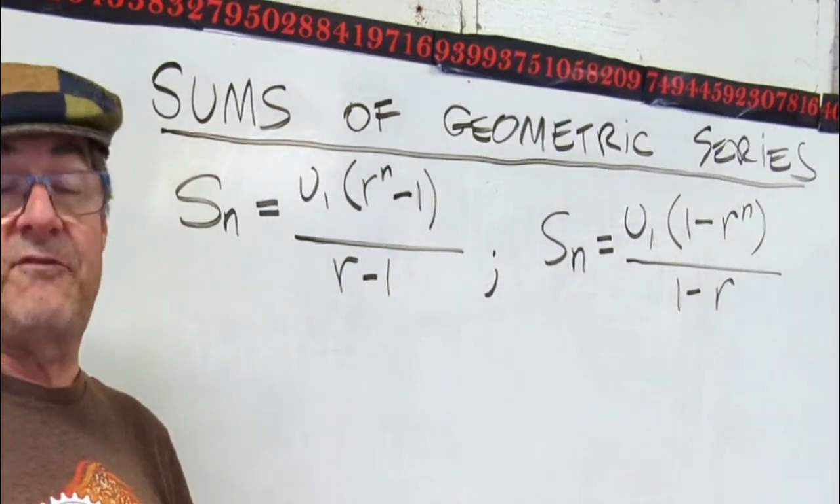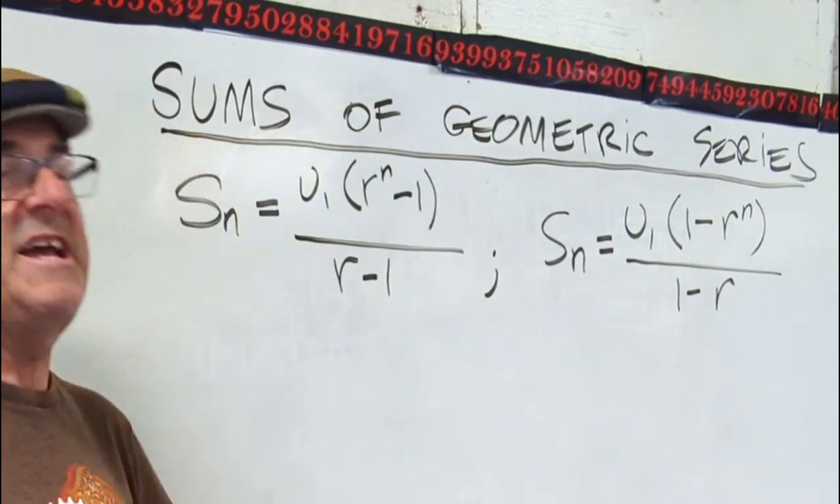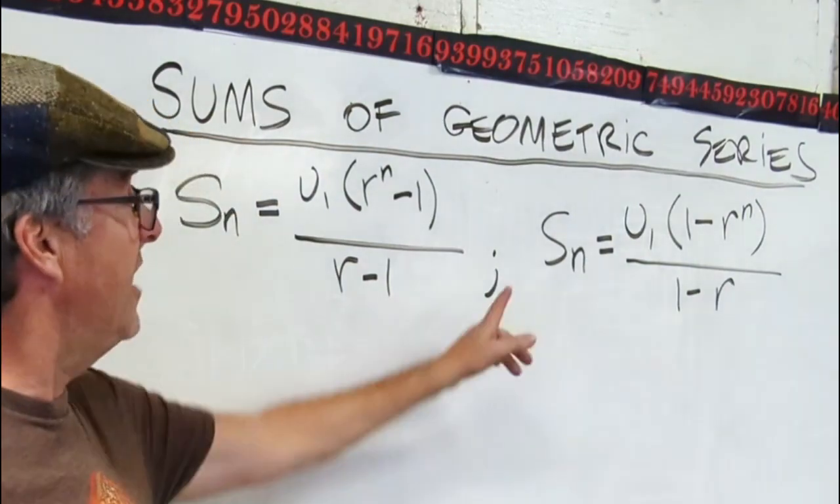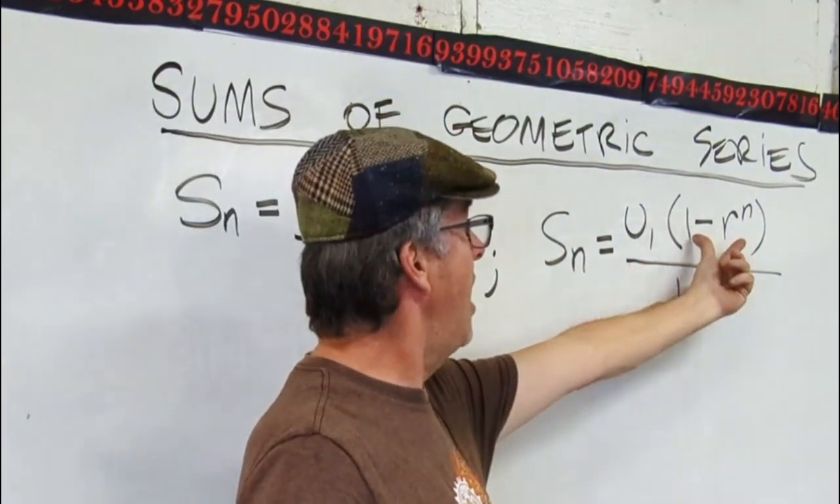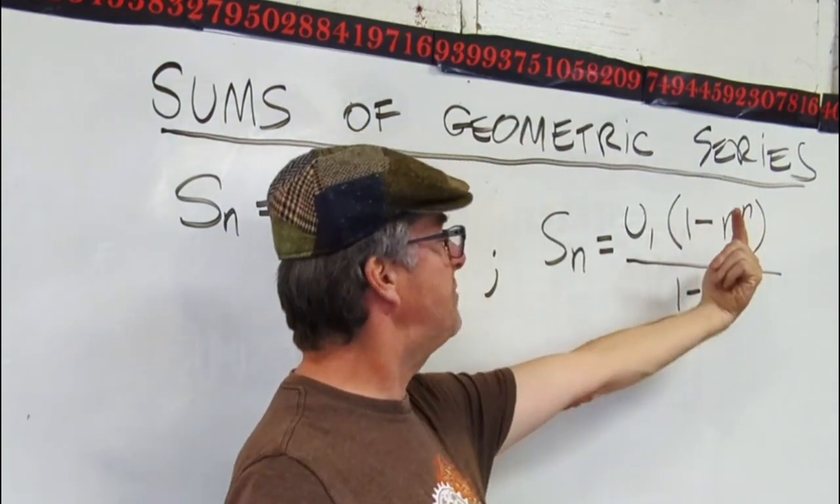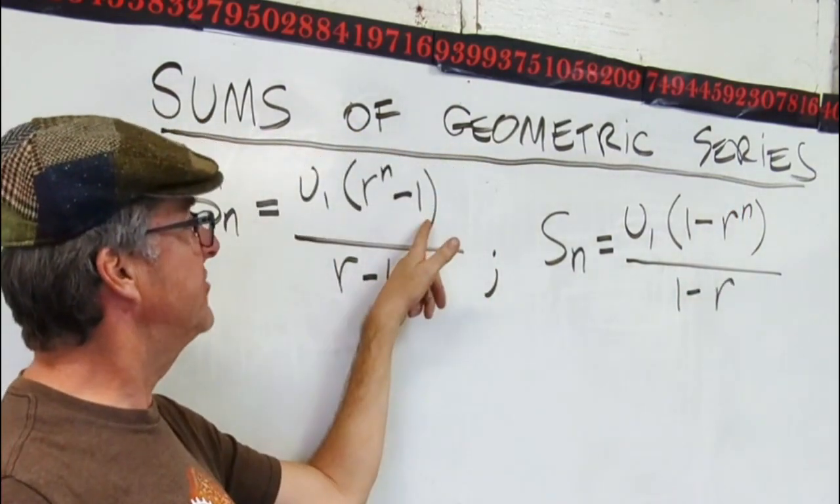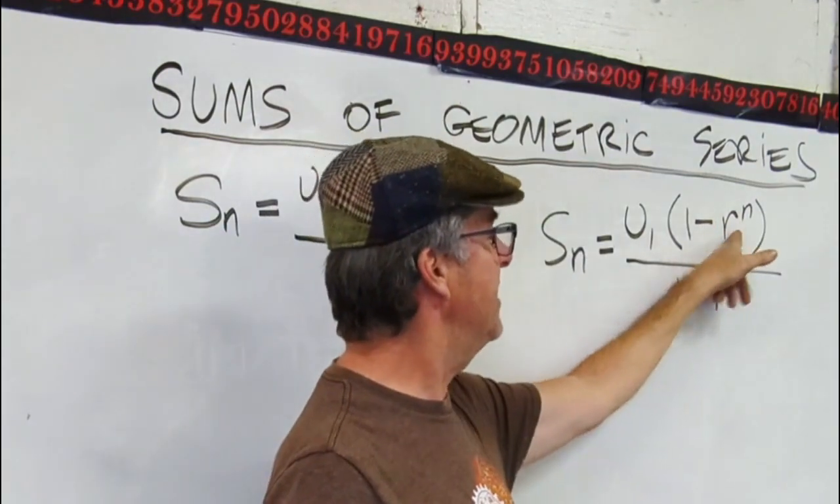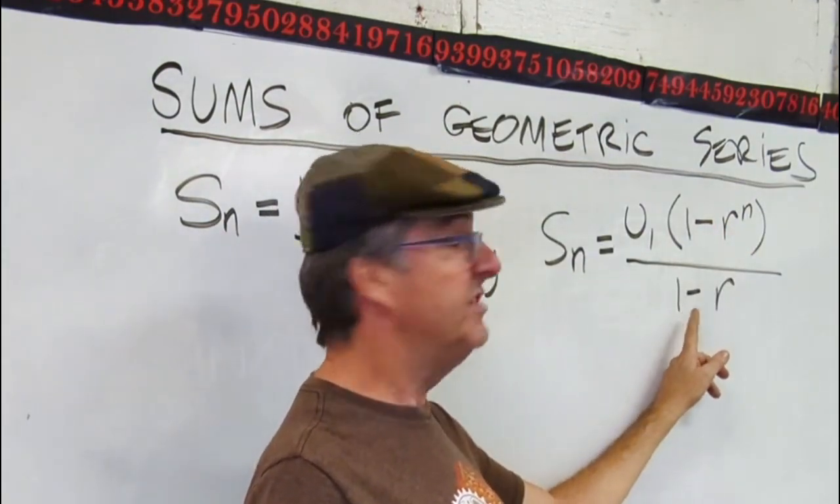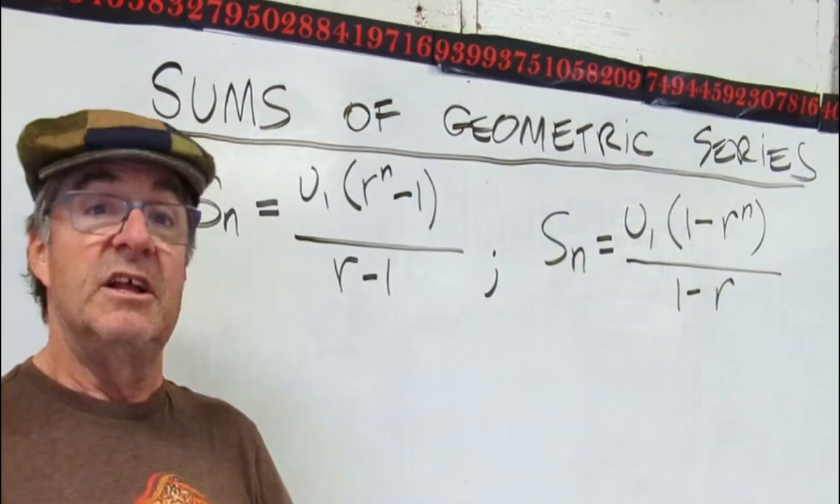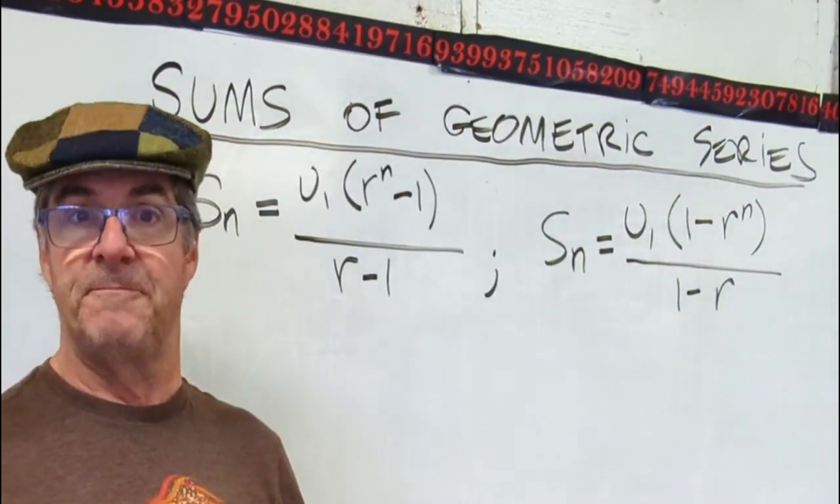Now there's an equivalent formula that you can use as well. It gets you the same result. And all that happens is the r to the n and the 1 switch positions. So this was r to the n minus 1. Now it's 1 minus r to the n. In the same place down on the bottom, it's just 1 minus r. Let's use the formula and do an example.